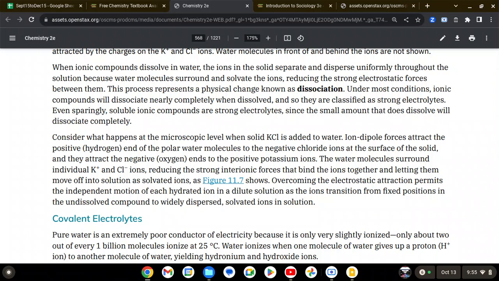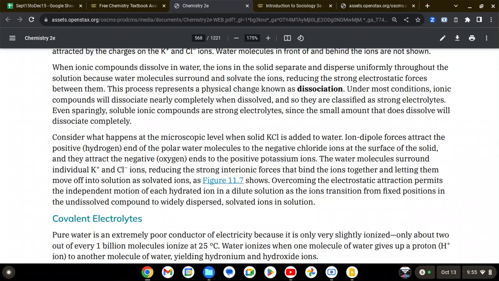This process represents a physical change known as dissociation. Under most conditions, ionic compounds will dissociate nearly completely when dissolved, and so they are classified as strong electrolytes. Even sparingly soluble ionic compounds are strong electrolytes, since the small amount that does dissolve will dissociate completely.